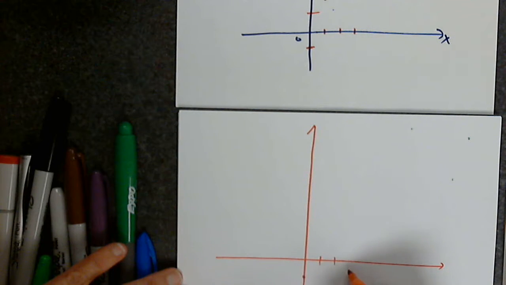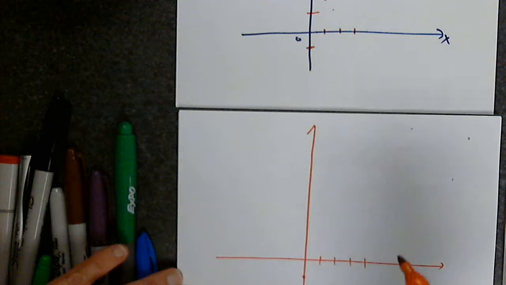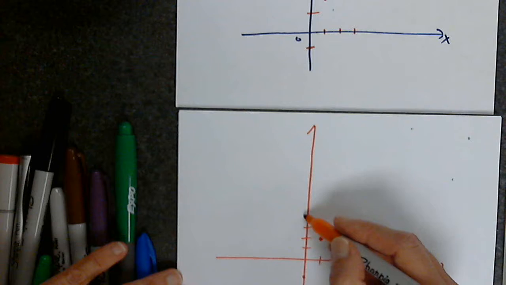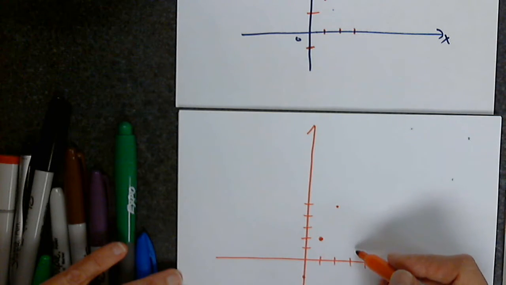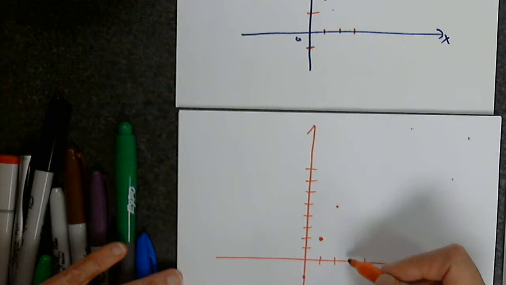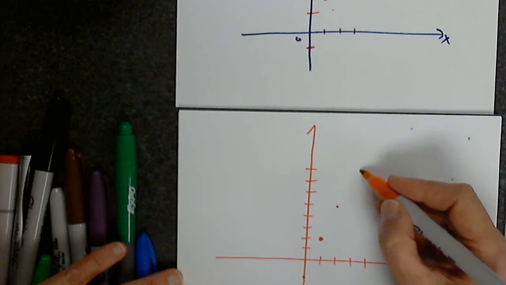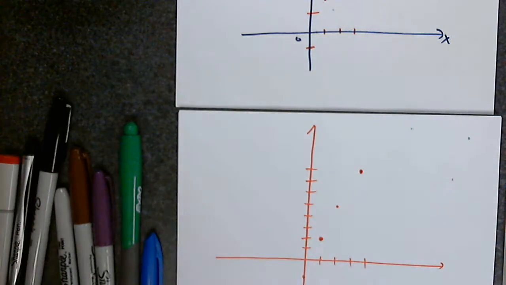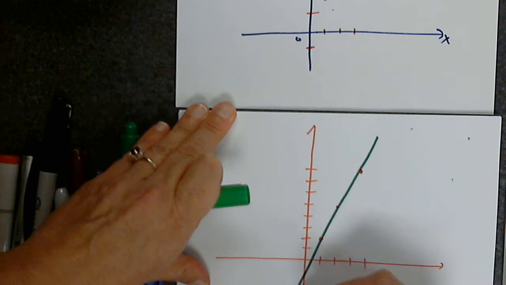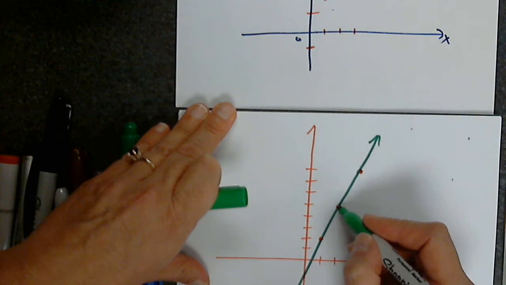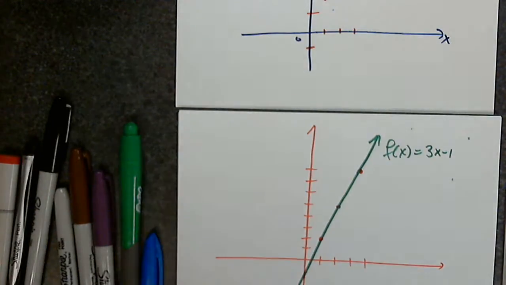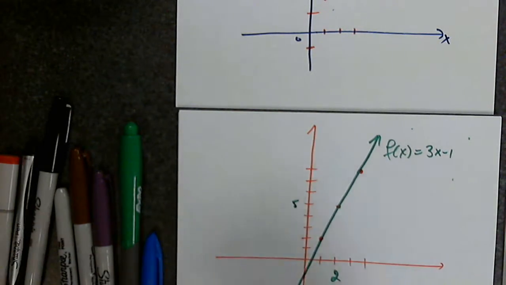So here, 1, 2, 3, 4. At 1, I said is 2. At 2, 3, 4, 5. And at 3 is 7, right? It's 8. 5, 6, 7, 8. So this is our function. So this is f of x equals 3x minus 1. This is the 2, and this is the 5.